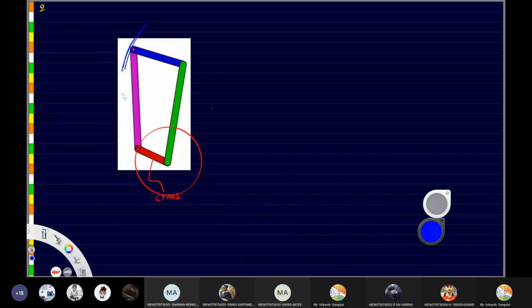So what is this called? This is called a rocker.